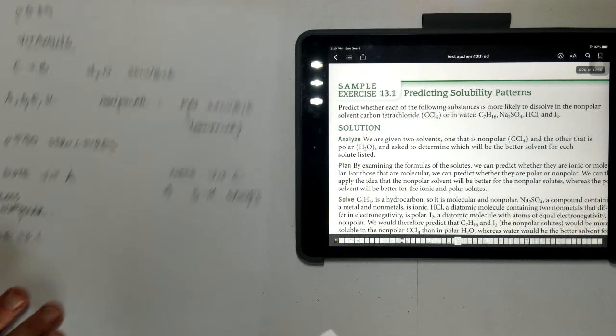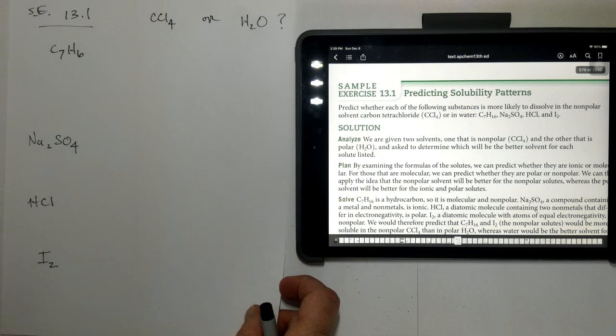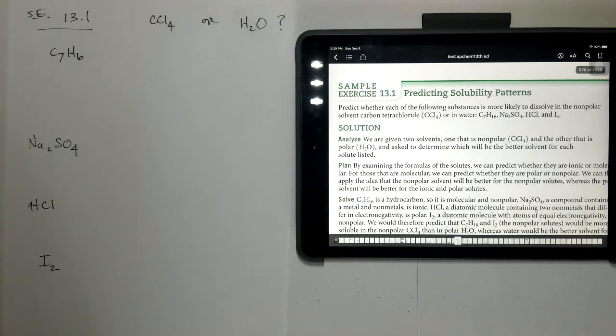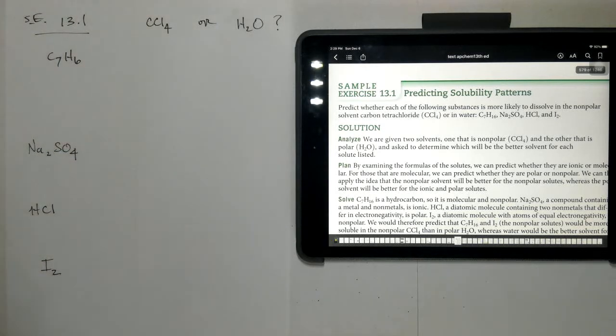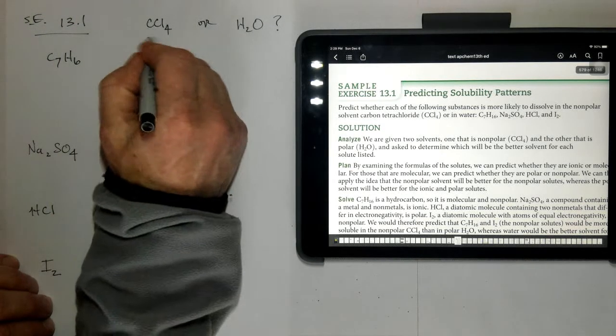Well, I'm going to write those 4 different things down here, and then we're going to take a look and we're going to follow the patterns. And we're going to decide, will they dissolve better in CCl4 or in H2O? So first of all, you got to know something about each one of these.